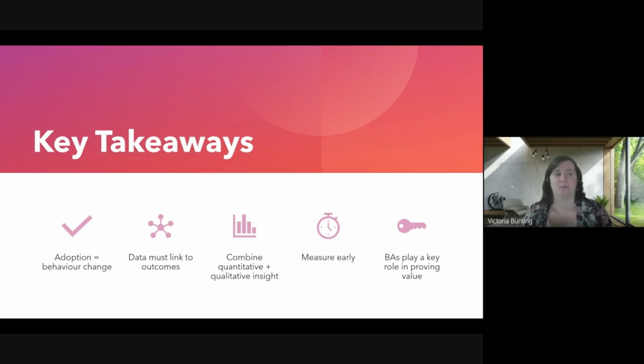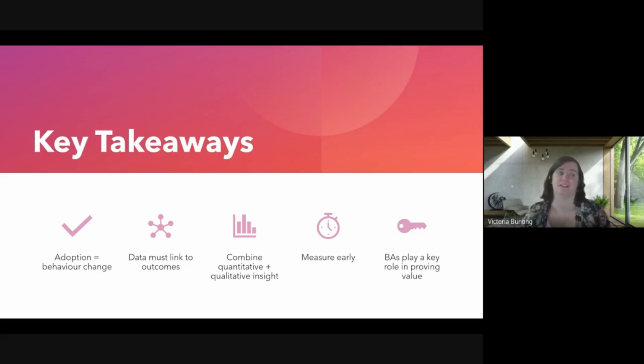Another really important point is timing. So adoption should be measured early, ideally designed before the rollout begins. If we wait until after go live to think about success, we're really reacting rather than steering. Early measurement gives us signals, not verdicts, and it's a much healthier place to be in.